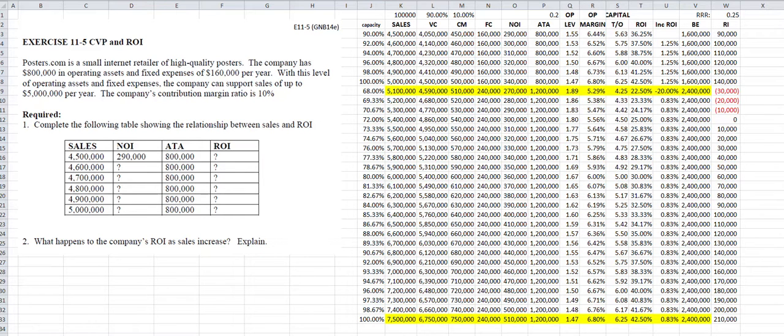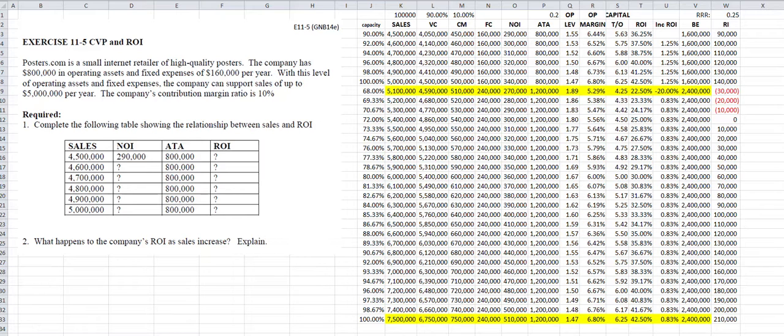In order to do so, we're going to utilize this simple little problem here, where you have a company that has an investment of $800,000 in operating assets, has a corresponding fixed cost of $160,000 a year. At this level of capacity, the company can support sales of up to $5 million a year, and the company has a contribution margin ratio of 10%.